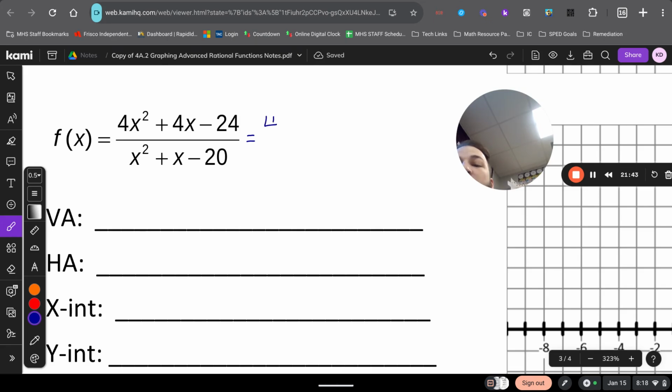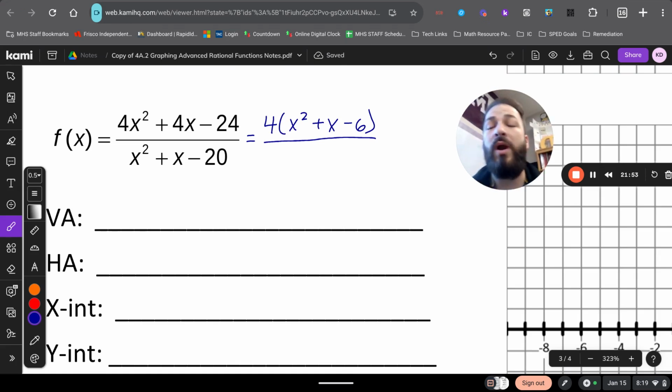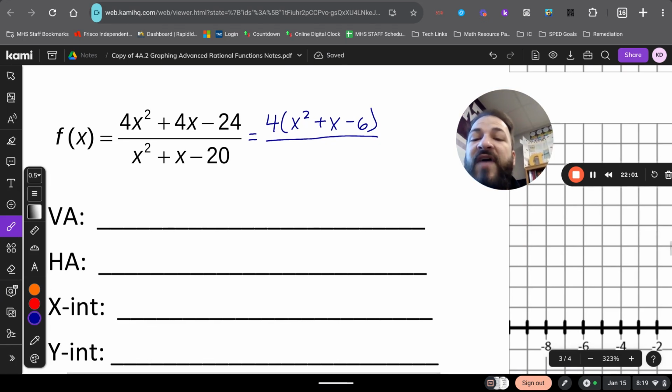So that would give me 4 times x squared plus x minus 6. Then in the bottom, x squared plus x minus 20. So I need factors of negative 20 that add up to positive 1. So that would be positive 5 and negative 4. So that's going to factor into x plus 5 and x minus 4.